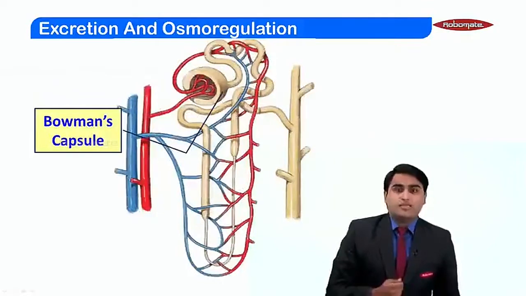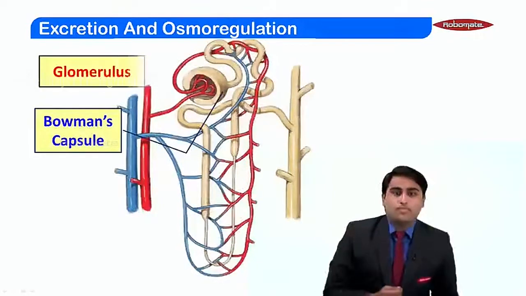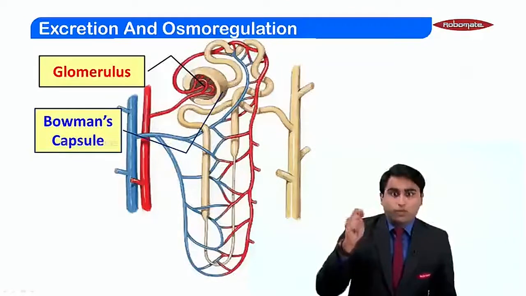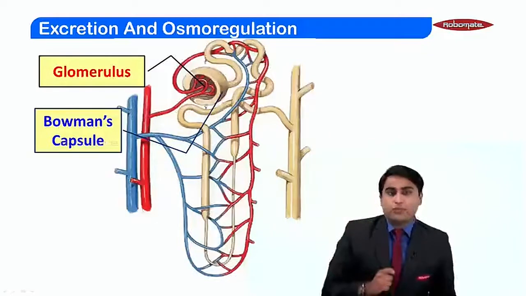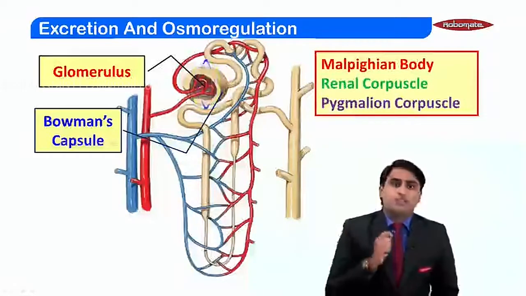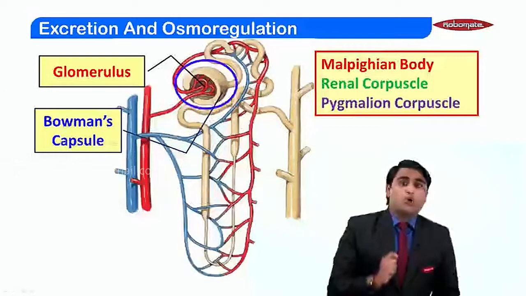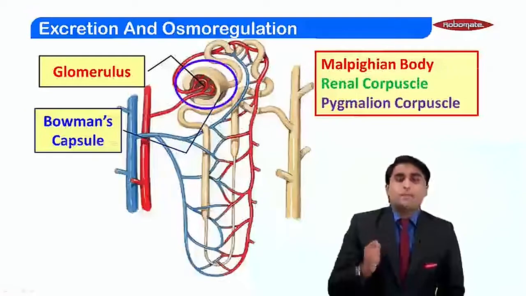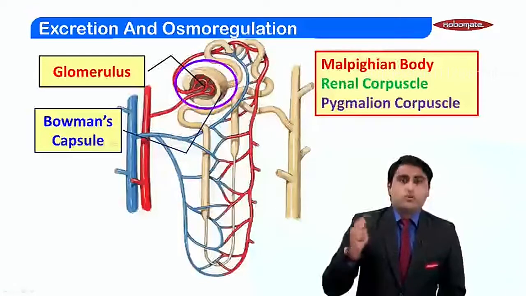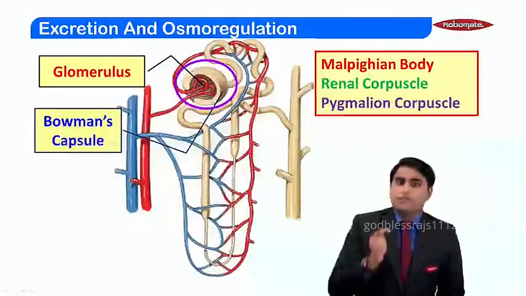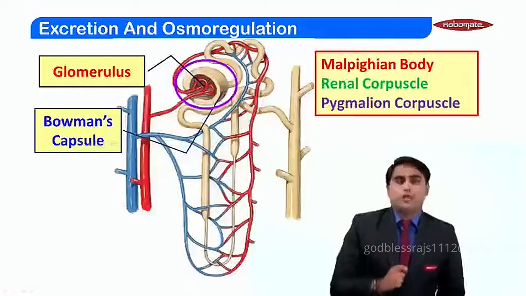Now, as you can see, the outside section is called the Bowman's capsule, and inside the Bowman's capsule you can see the glomerulus, which is formed by the capillaries. The glomerulus and the Bowman's capsule are collectively termed the Malpighian body, or it can also be called the renal corpuscle, or the Malpighian corpuscle. So Bowman's capsule plus glomerulus is collectively termed the Malpighian body, renal corpuscle, or Malpighian corpuscle.